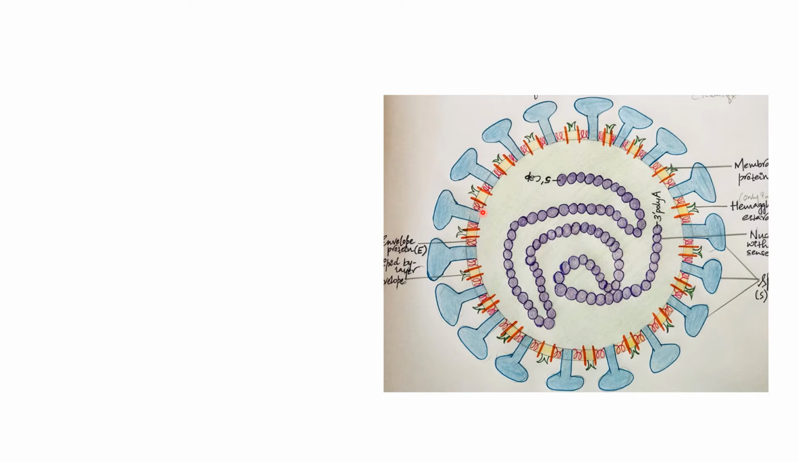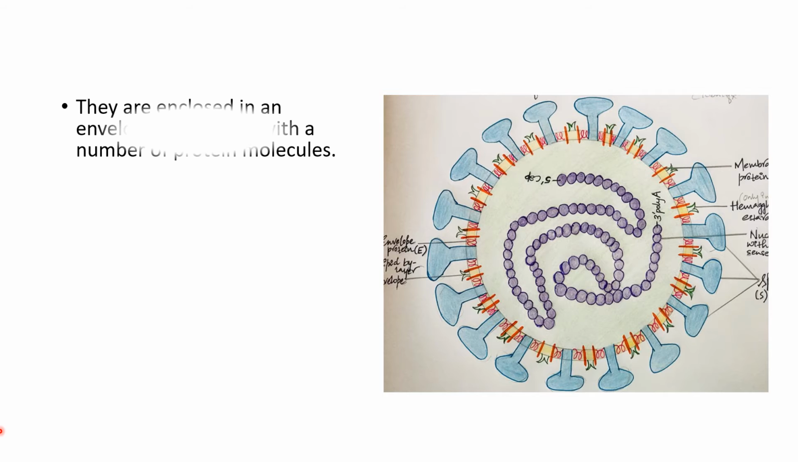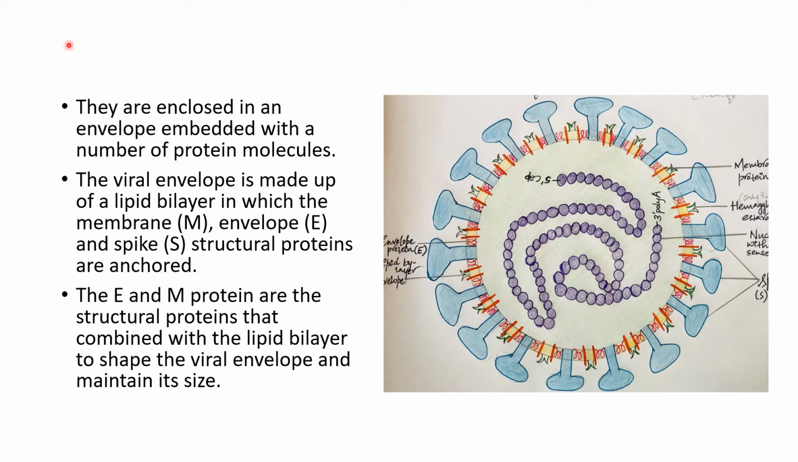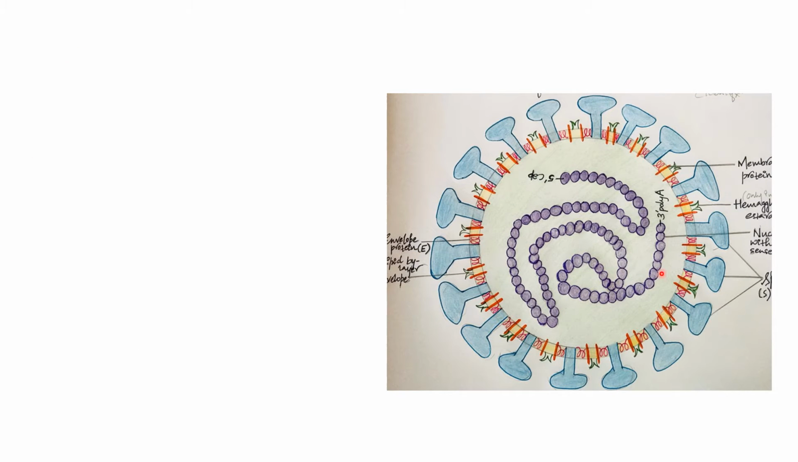This E protein and M protein, they form the structural proteins. They combine with the lipid bilayer and give the shape and maintain the size of coronavirus. As I told, these M proteins, you can see these orange colored lines are M proteins. These M proteins and E proteins form the structural proteins of the virus.